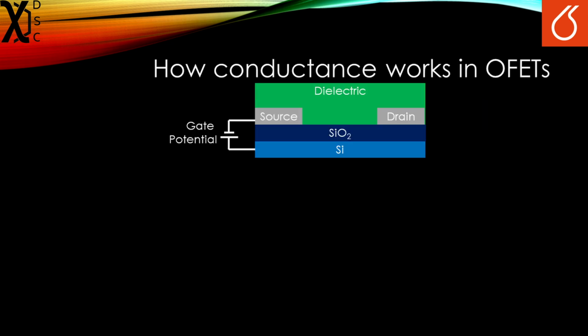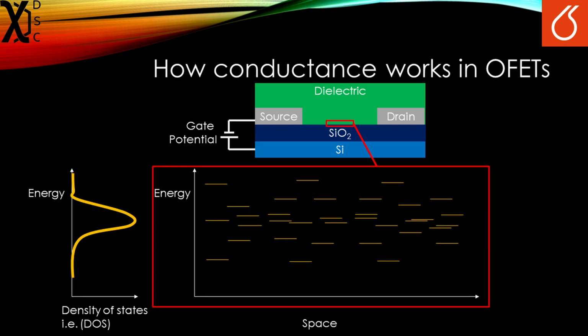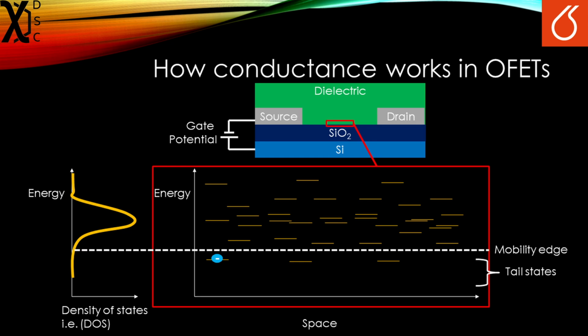insulating substrate. My understanding is that OFETs conduct via a hopping mechanism, where charge carriers are generated via applying a gate potential. The charge carriers exist in a density of states, and in particular in the low-lying tail of it, i.e. tail states. From here, they must be thermally excited beyond a mobility edge in order to conduct. At this point, the states are able to delocalize over several states, allowing for conductance.